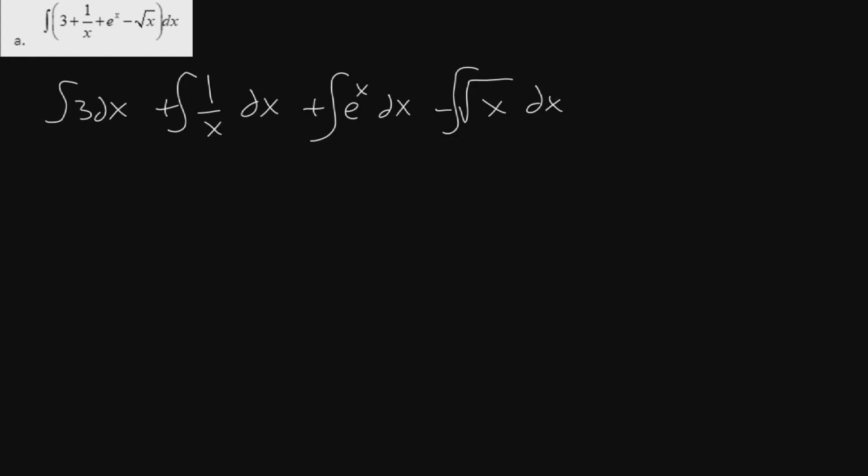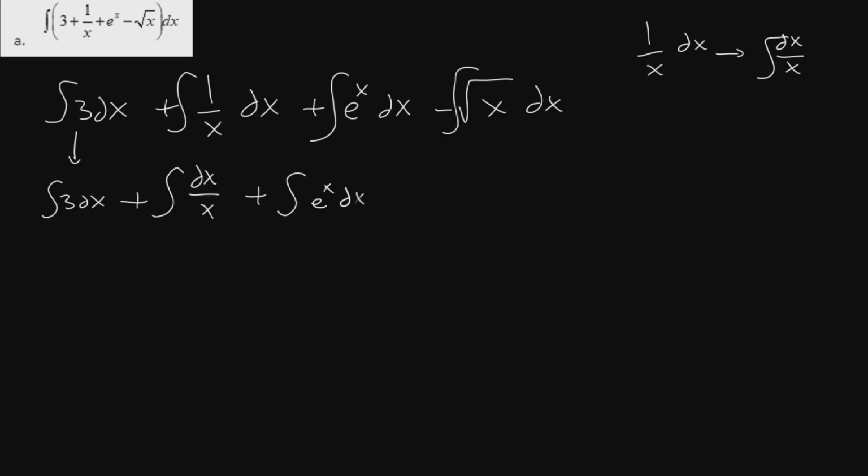Now, integral of 3 dx is pretty doable as is. We don't need to make too many changes to it. But this integral of 1 over x dx, you may have seen previously written as dx over x. So let's write it that way. And then you have integral of e to the x dx. And then this last one that has square root of x, let's write that as x to the 0.5 dx.